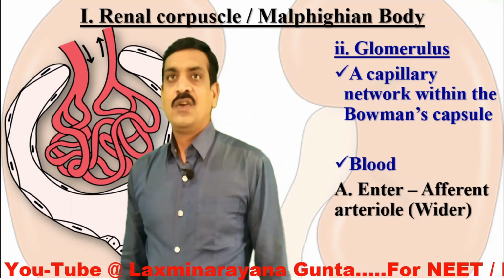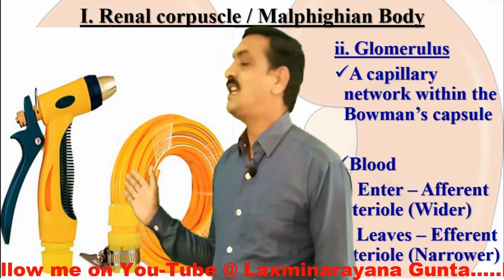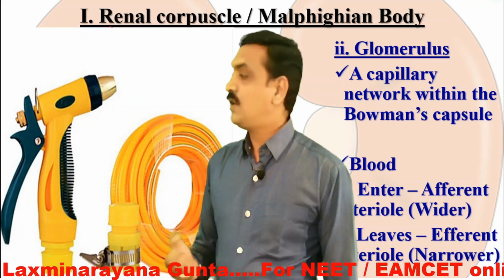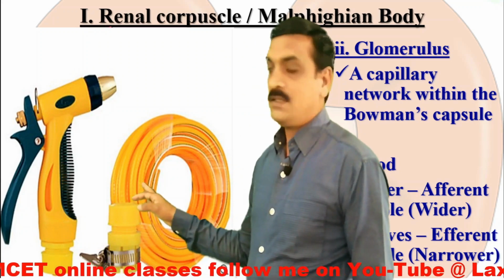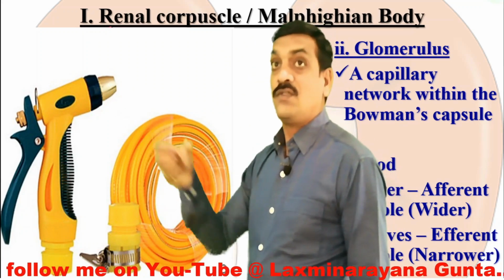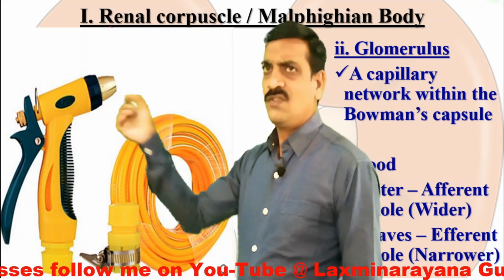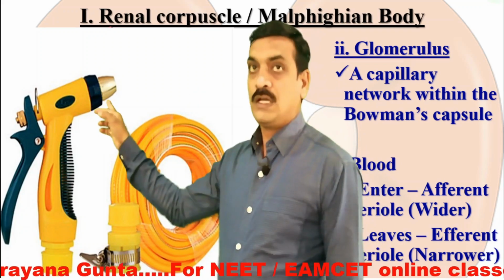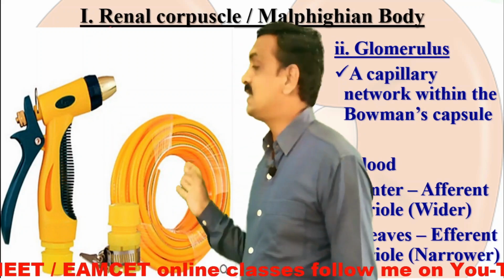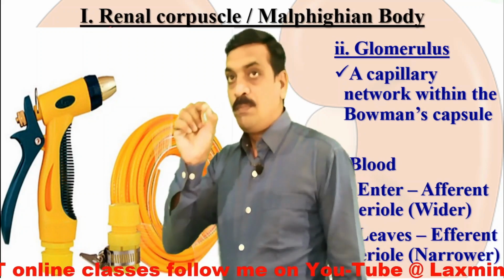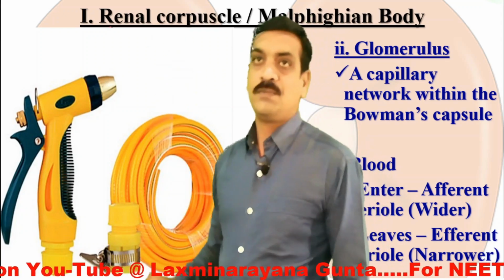Can you guess why this type of arrangement is there in the glomerulus? You might have seen this type of pipe during car washing or bike washing. In this pipe, the water flows with moderate speed. But at the nozzle, the water is pumped with high force, high pressure. The exit of the pipe is very narrow, and all this water has to be let out through this small opening. That's why there is a lot of pressure within the pipe. If we prick the pipe with a small needle, the water forcibly comes out.